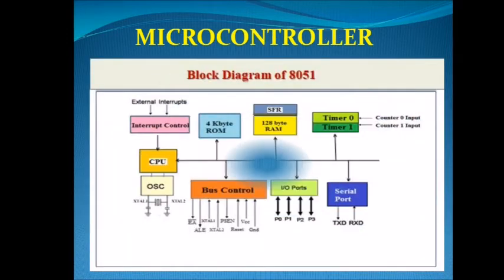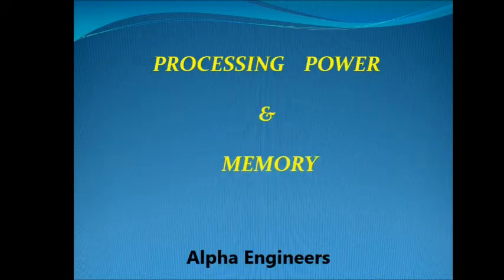Next, let's see the microcontroller. It has a CPU to process data and instructions. In addition to that, it has a fixed amount of RAM, ROM and other peripherals on a single chip.